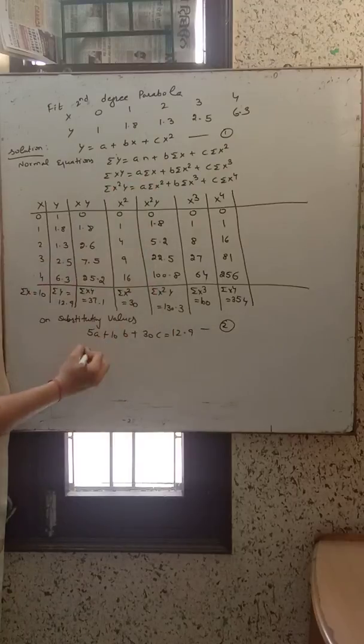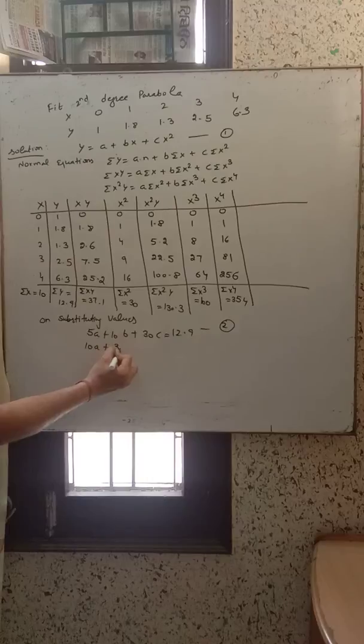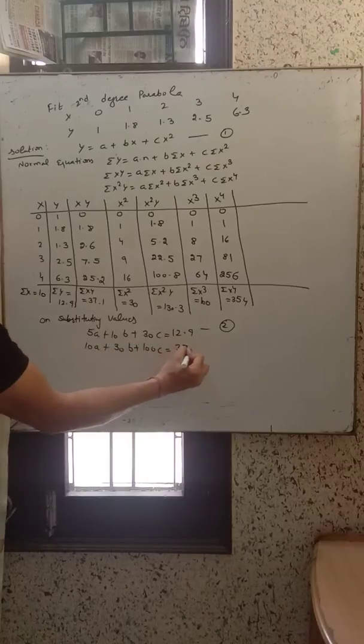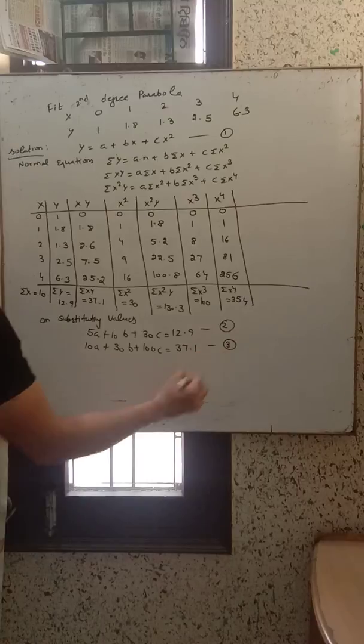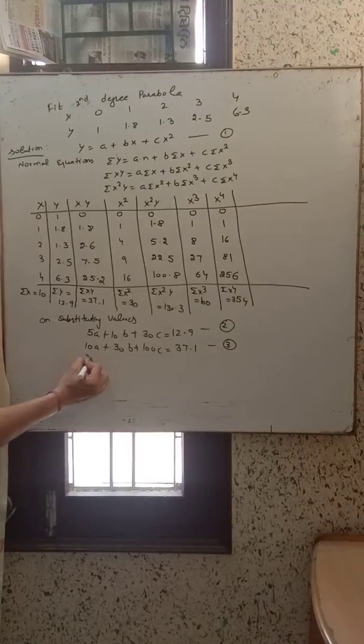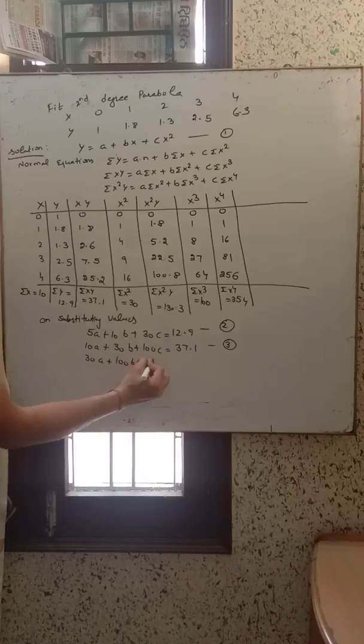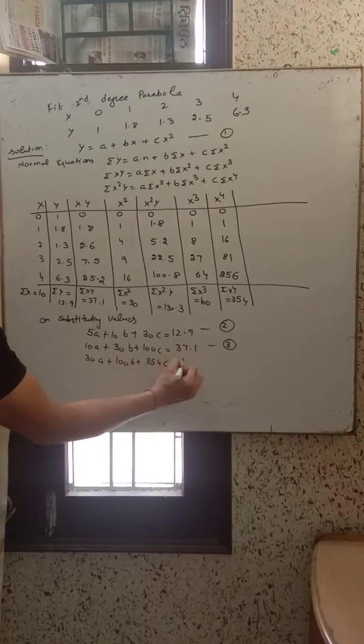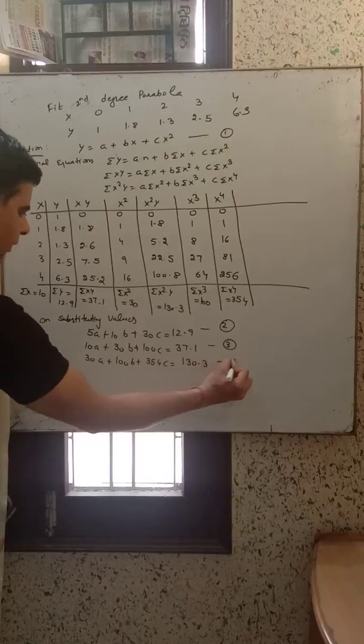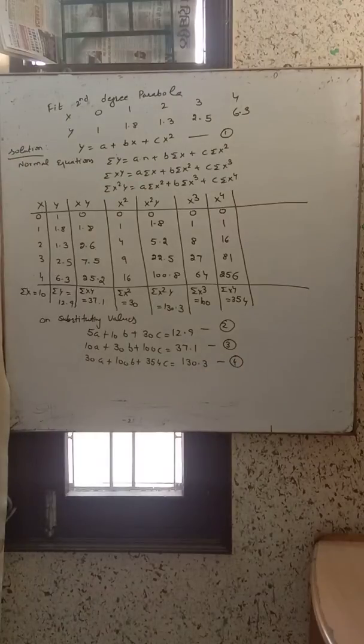Similarly here, 10 times a plus 30 times b plus 100c is equal to 37.1. Equation number 3. Then 30a plus 100b plus 354c is equal to 130.3. Equation number 4. So these are three simultaneous equations in A, B and C. Now we will solve this by using the method of elimination.